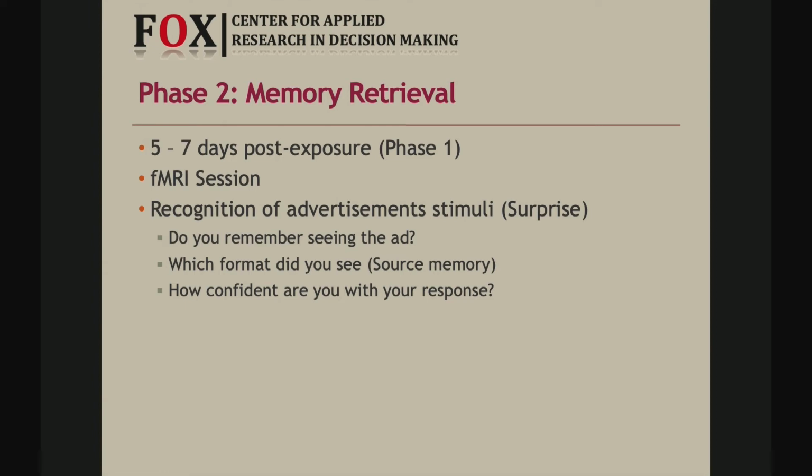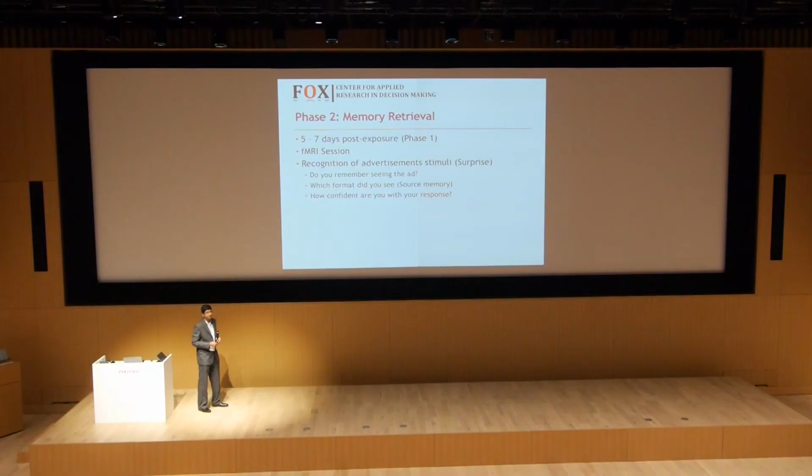People come into the lab, and then we show them the same ads. Now, this is a surprise memory test. People knew they were going to come back for an fMRI session, but they just thought we were going to repeat the experiment in the scanner, but they didn't know there was going to be a memory test. So when they come into the scanner, we ask them 3 questions for each of the ads. We show the whole ad again, mixed with some proxy ads, which they didn't see, foils, that's the term I was looking for, and we ask them 3 questions.